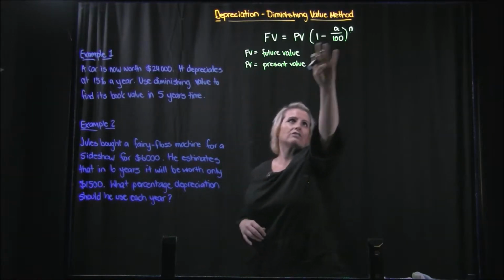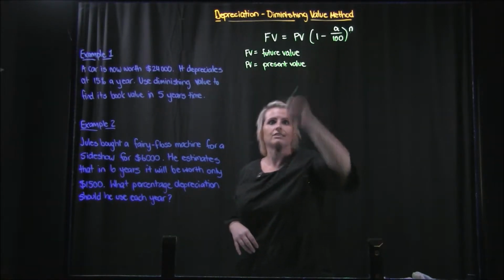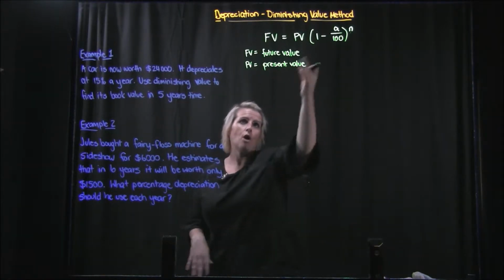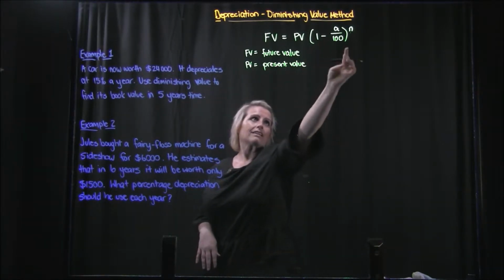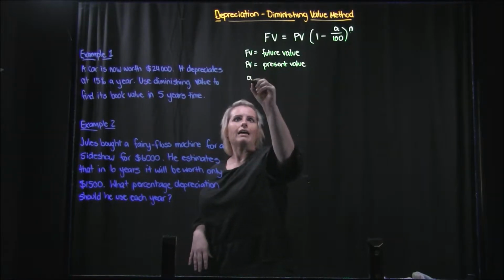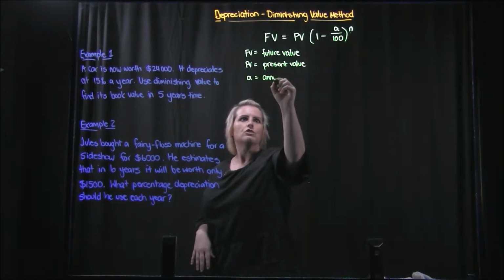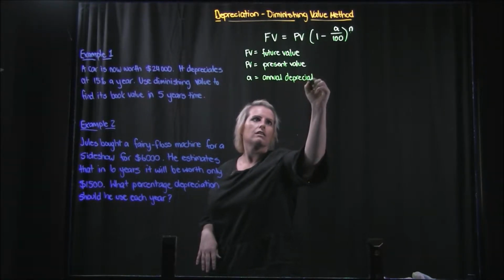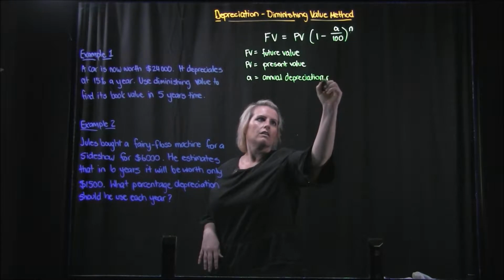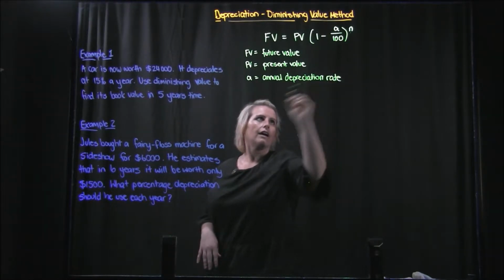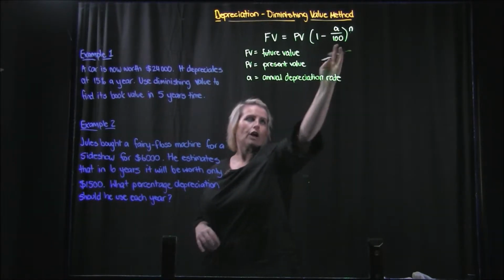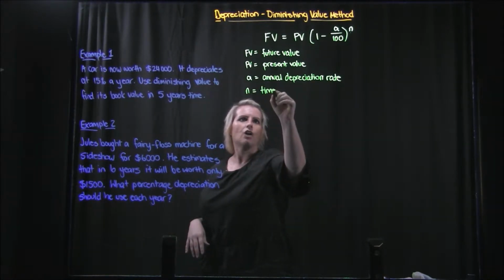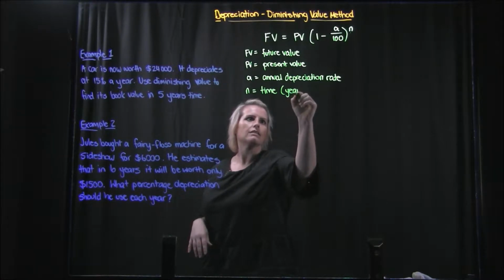You'll notice though that unlike compound interest, we're not adding. Because it's depreciating, the amount is going down each time, so we're going to be subtracting from one. A is our annual depreciation rate, and then over 100, obviously, because it's a percentage. N is our time in years.